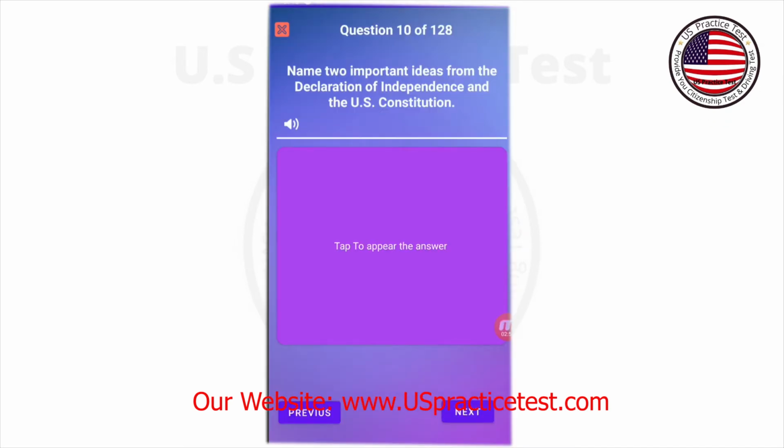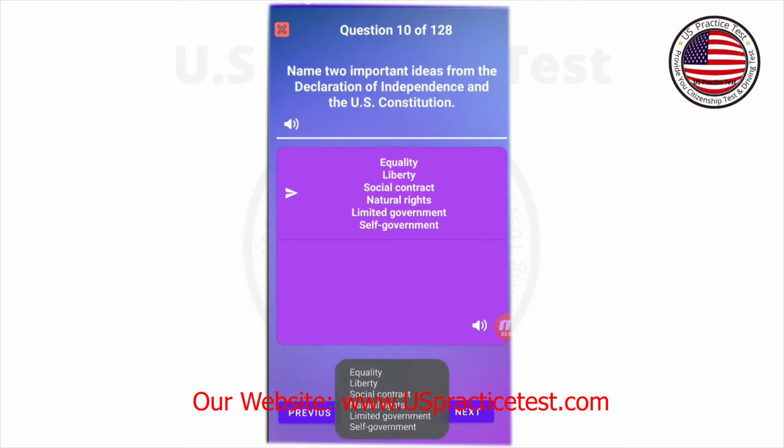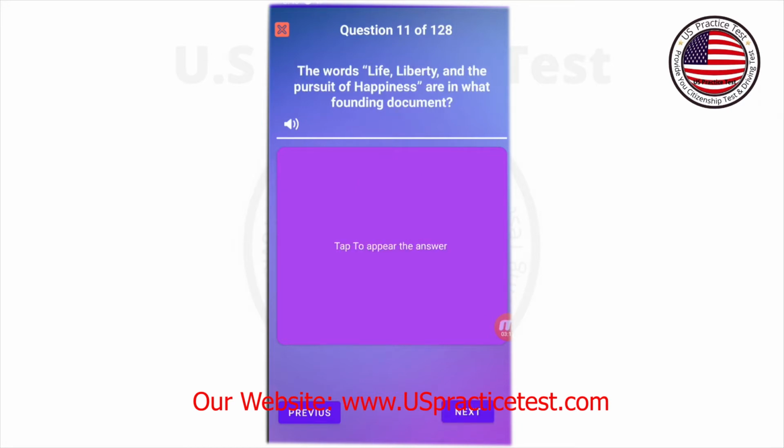Name two important ideas from the Declaration of Independence and the U.S. Constitution. Equality. Liberty. Social contract. Natural rights. Limited government. Self-government. The words life, liberty, and the pursuit of happiness are in what founding document? Declaration of Independence.